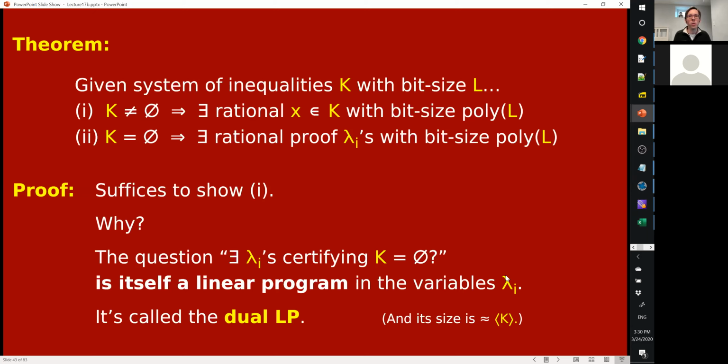And this dual linear program in the lambdas, its bit size is about the same as the bit size of your actual system K. And so this is why it suffices to show bullet point number 1, assuming this fact about there being a linear program for the existence of the lambdas. To get bullet point 2, you just use bullet point 1, but applied to the dual linear program about the lambdas, whose bit size is about the same. It's also about L.